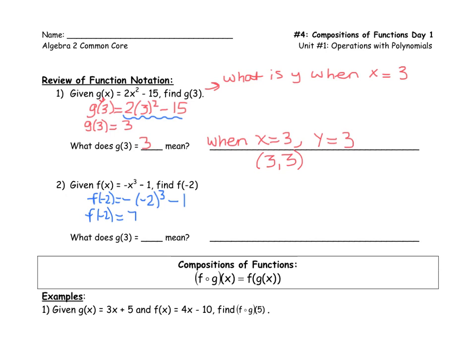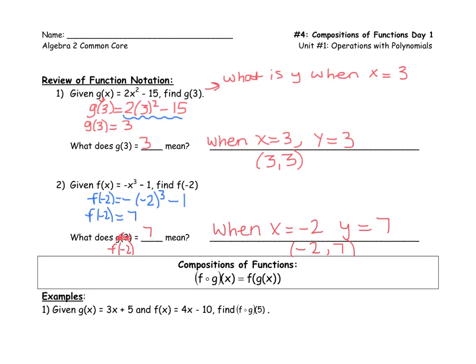So down here where it says, what does g of 3 mean? I just made a typo. What does f of negative 2 mean? So what does f of negative 2 equaling 7 mean? You should be saying it means when x is negative 2, y is equal to 7, or it would correspond to the point (negative 2, 7) if I were to graph it.